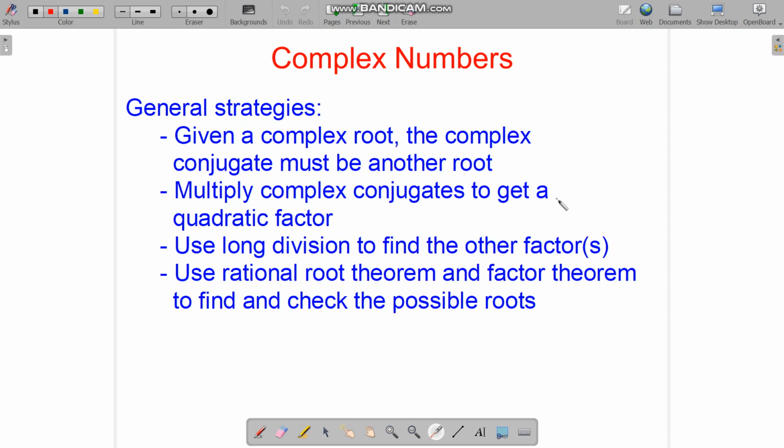The general strategies when finding roots: given a complex root, the complex conjugate must be another root, and we can multiply complex conjugates to get a quadratic factor. So of course we multiply the factors and use long division to find the other factor or factors, and use the rational root theorem and factor theorem to find and check the possible roots.